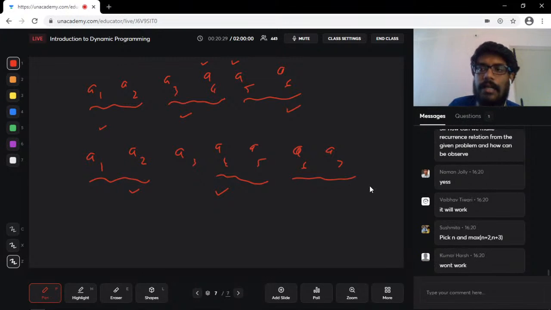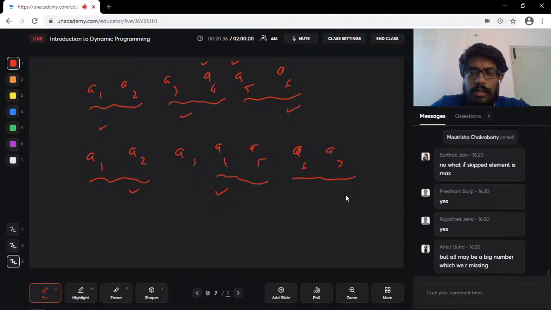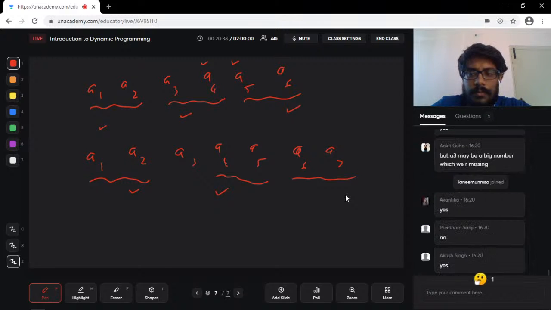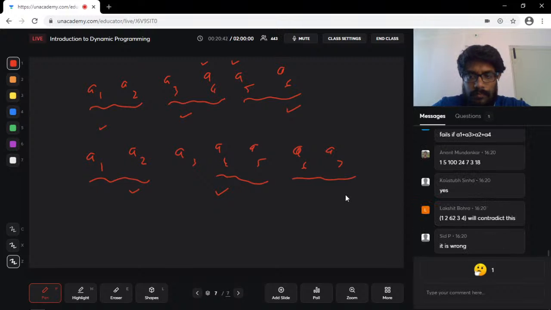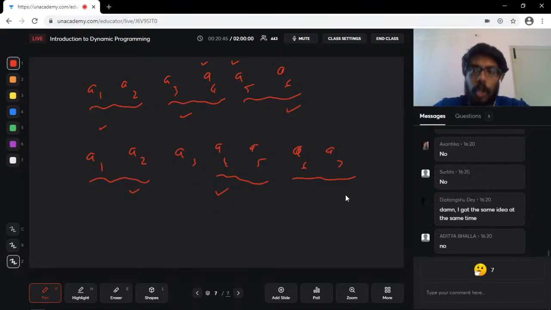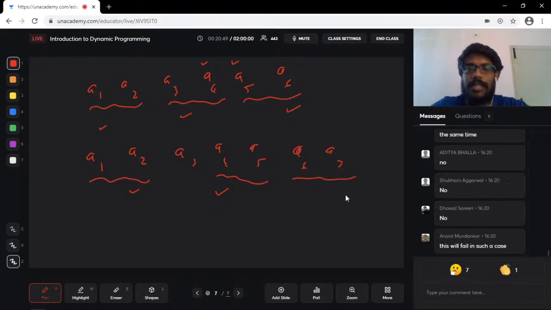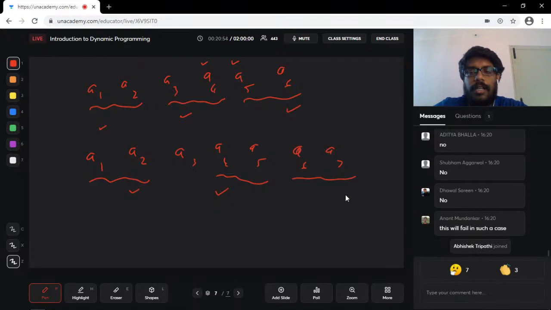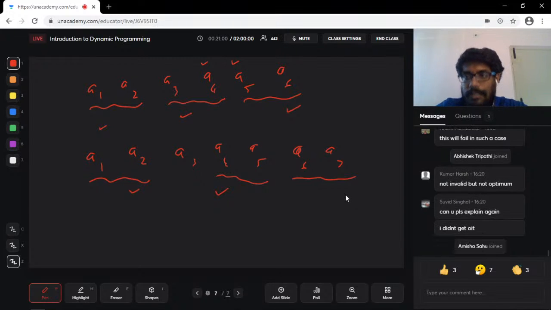Does this algo make sense? Does everyone agree, can this ever give an invalid solution? No, this will always give a valid solution. The subset that Naman chooses using this algorithm will always be valid. He's making sure that you never pick two consecutive elements, which is great. So it will never be an invalid thing.